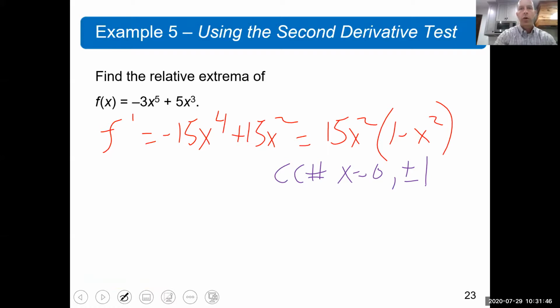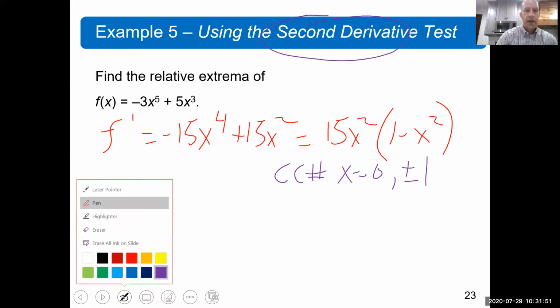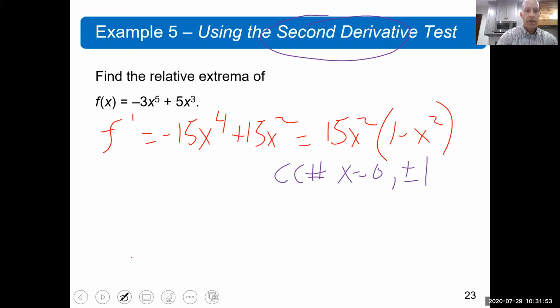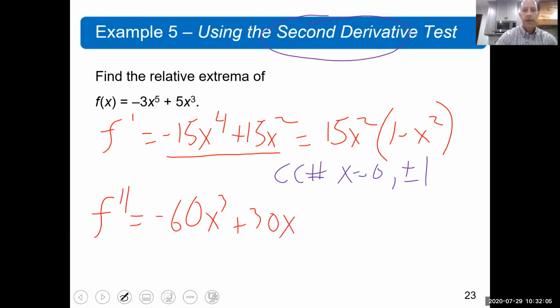So remember, we're doing the second derivative test. So to do the second derivative test, I've got to figure out my second derivative. So let's go and figure out what that is. And I'm going to use this right here. So the second derivative there is going to be negative 60x to the third plus 30x. Be rewritten as 30x times the quantity 1 minus 2x squared.